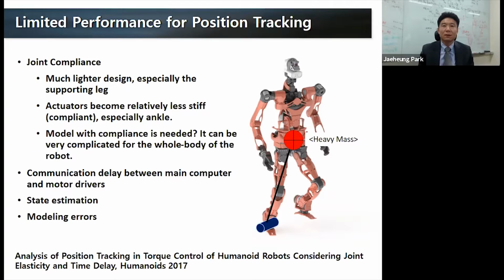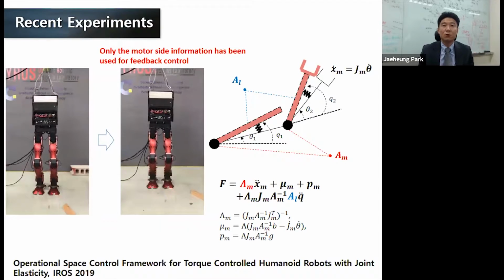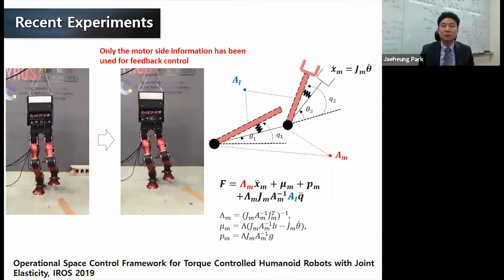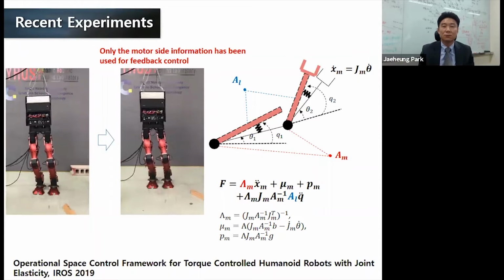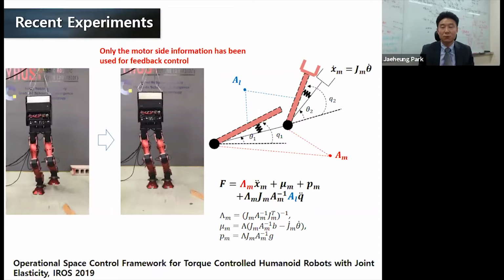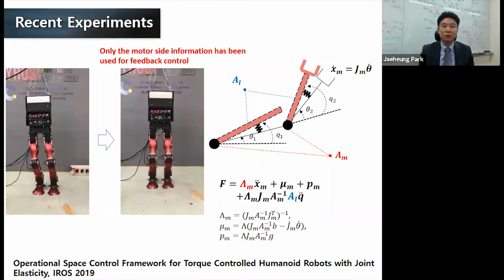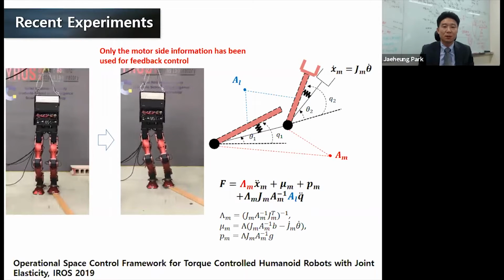And to deal with it, we are trying to use a simple approach first. So typically when we derive the rigid body dynamics of a robot, we assume that the joint angle is the same as the motor angle, and then we derive this rigid body dynamics. However, when there's a compliance between the motor and the link, these angles are different. So in our current approach, what we have done is that we use the link side dynamics as feed-forward control only, such as gravity compensation, and motor side dynamics is used for feedback control. So motor side information is used to derive the joint space dynamics, and from that, the operational space dynamics is derived to control the robot. And this was quite successful to increase the accuracy of position tracking performance. So you can see the difference between these two videos. And this was reported last year at ICRA.